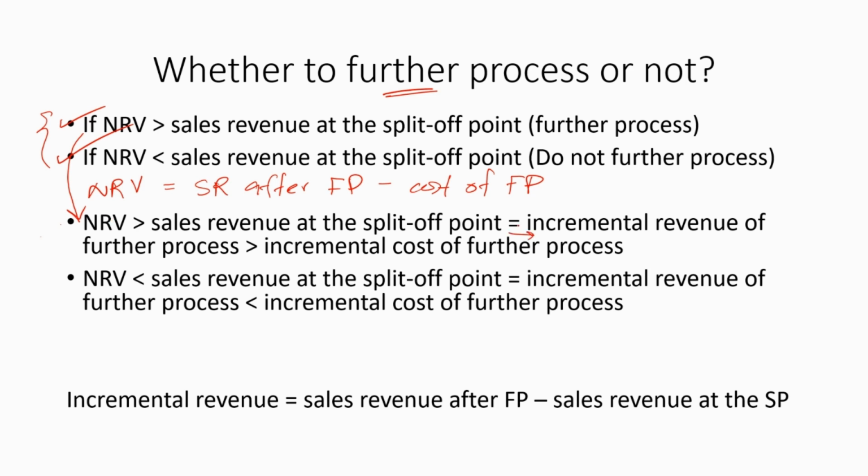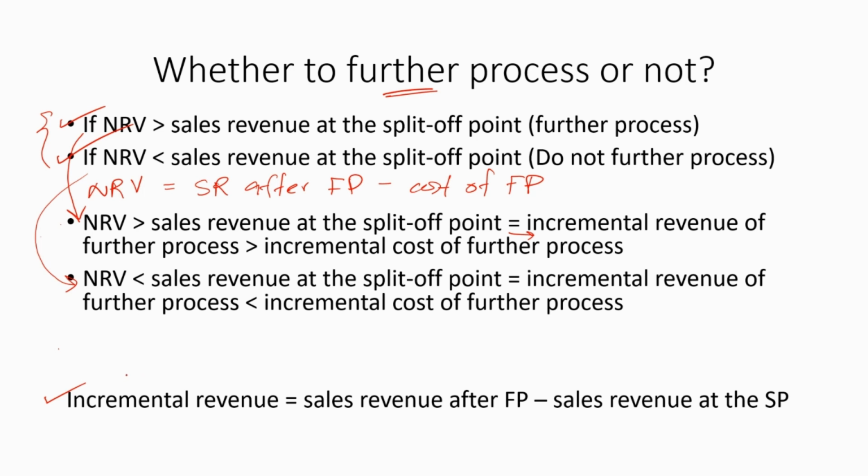which means the incremental revenue of the further process is greater than the incremental cost of further process. If the net realizable value is less than the sales revenue at the split off point means incremental revenue of the further process is less than the incremental cost of further process. What is the incremental revenue? Incremental revenue is equal to sales revenue of a joint product after further process minus sales revenue of the same joint product at the split off point.